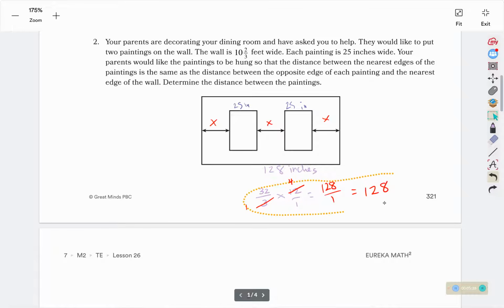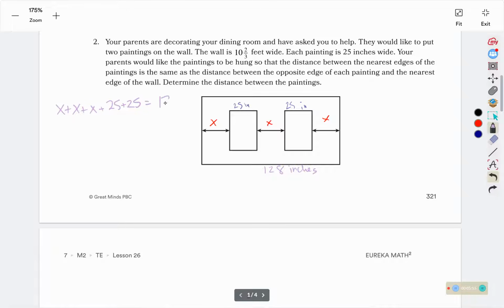So now I have x plus x plus x, the 3 variables, plus the two 25-inch paintings has to equal the total distance on the wall, which is 128. I can combine like terms here. x plus x plus x is 3x. 25 plus 25 is 50.